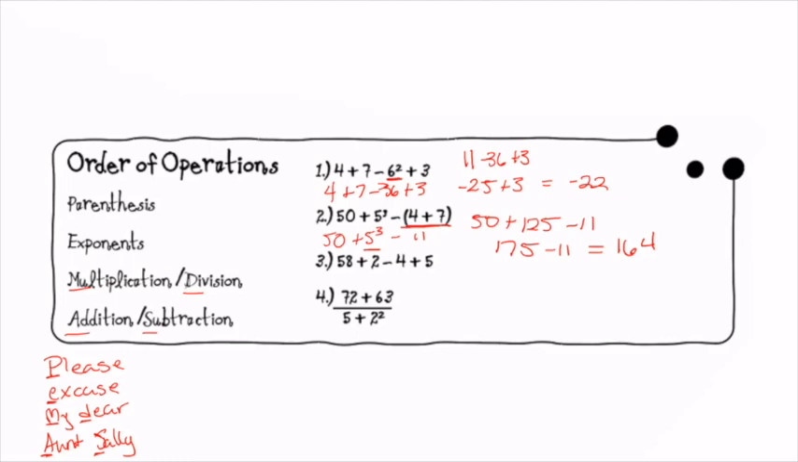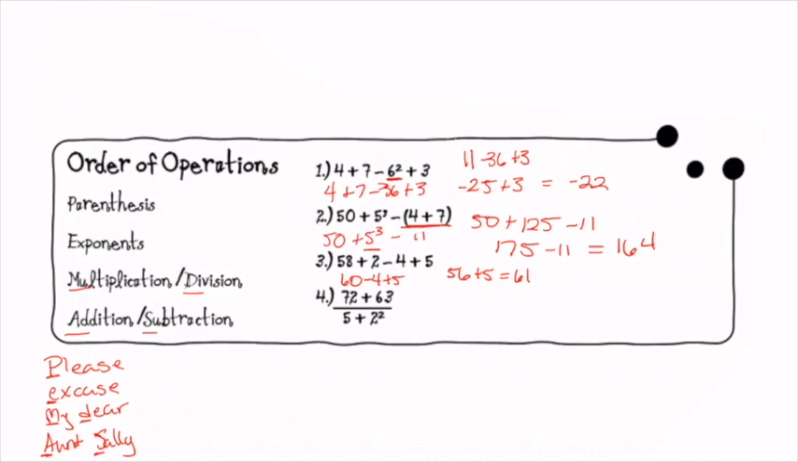Okay, the next one, this is all addition and subtraction, so we just go in order. So we have 58 plus 2 is 60. 60 minus 4, 56, plus 5 gives us 61.